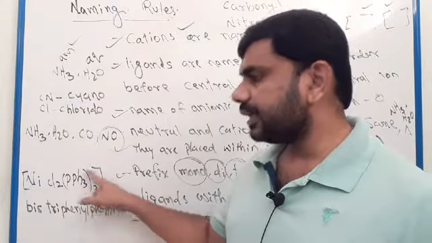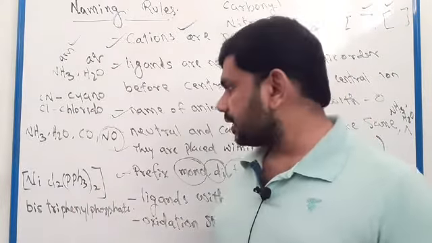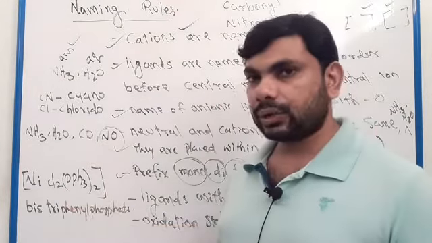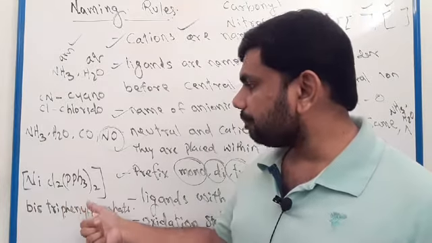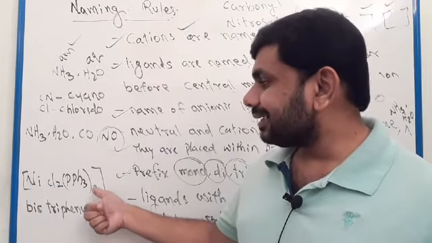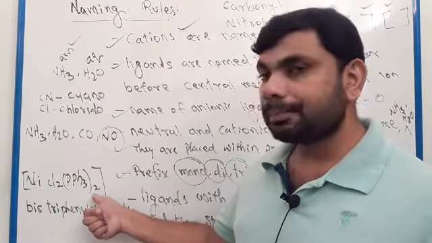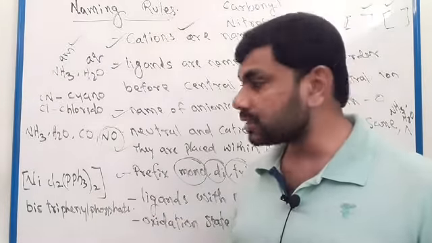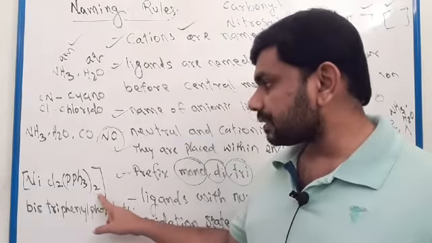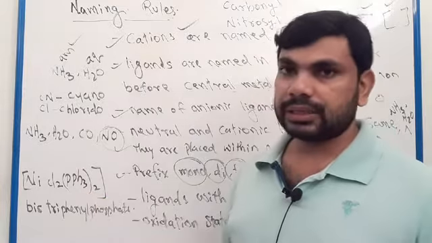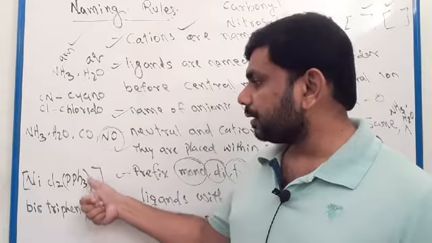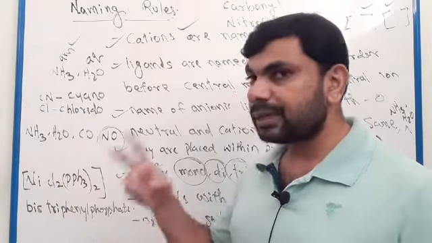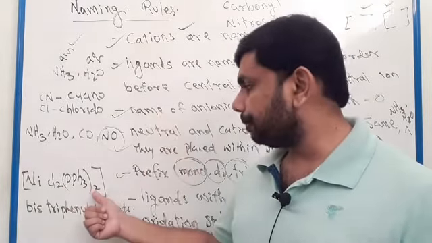This type of ligands, it is numerical prefix. If there is this type of ligands, PPh3, here we will not say di, we will not use the prefix di. Here we will use bis(triphenylphosphine). Bis means this triphenylphosphine is coming 2 times, that is bis.